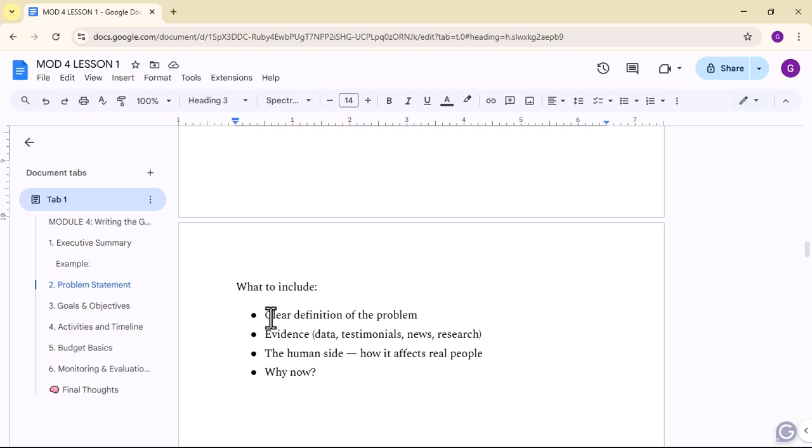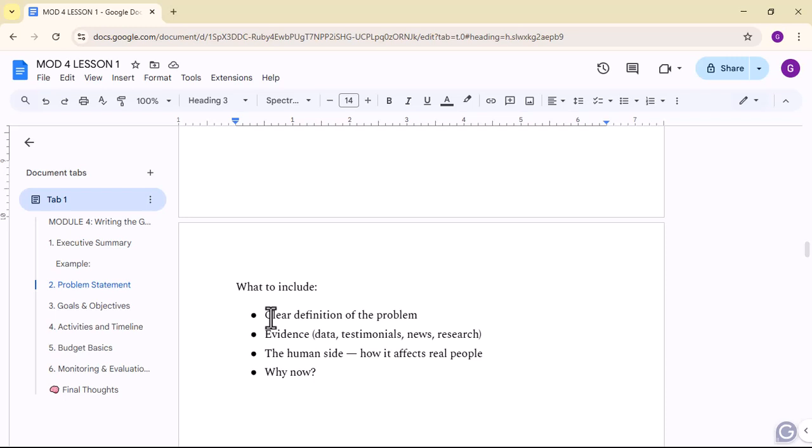And also you want to include why now? Why should we think about solving this problem now? Remember, you have to create that urgency in this problem. Why now? What exactly is it about now that this problem needs to be solved?